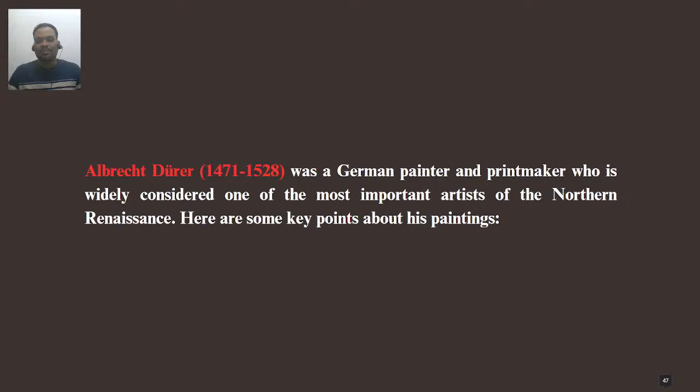Now, Dürer's work was very highly regarded during his lifetime and has continued to influence artists for centuries. That is quite true. So I would like to show you some artwork of Albrecht Dürer. Let's get to the first point of his artwork, that is related to the paintings, the oil paintings. Okay, so this painting was made by Albrecht Dürer in 1506.